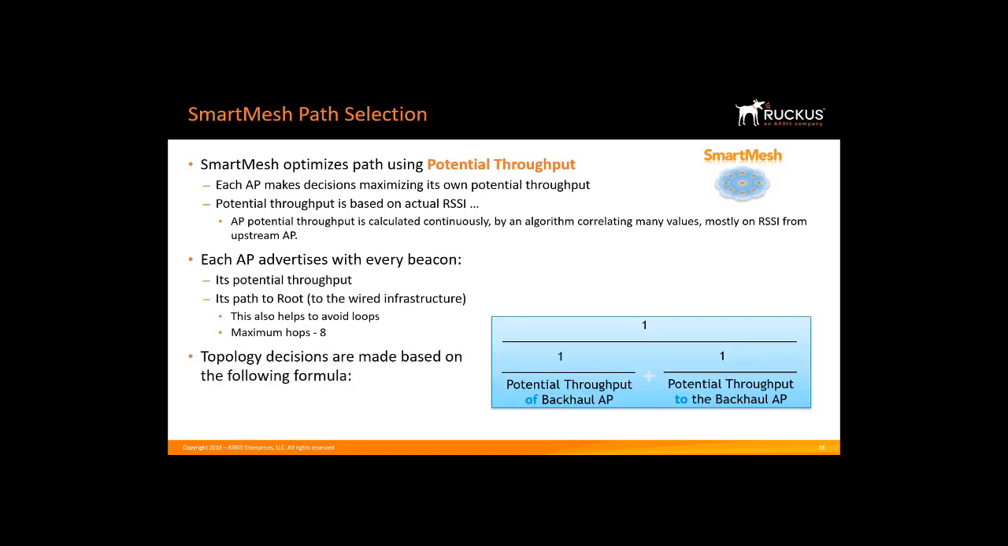The topology decisions are based on the following formula: 1 over the summation of 1 over the potential throughput of the backhaul of the AP plus 1 over the potential throughput to the backhaul AP. The potential paths are summarized and a metric is created.